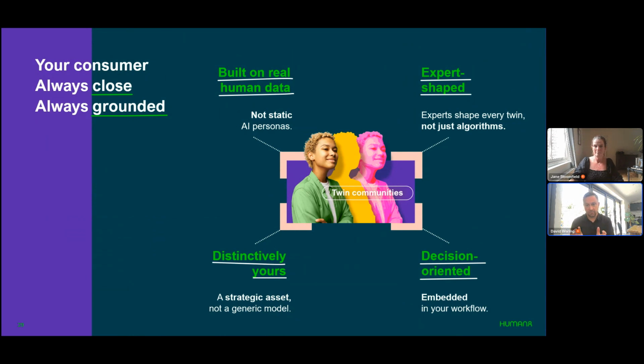It's not just based on algorithms. They're curated and interpreted by human-age strategists in category, culture, and human behaviour. They're also distinctively yours. So they're a strategic asset. They're not a generic model. They're rooted in knowledge only you have, and it's tailored to your context and designed to grow over time as well. They're also decision orientated. Hopefully the examples I gave you earlier illustrated how we could use twins in a very live environment and very fast paced, and also give real business value that could be embedded in your workflow.